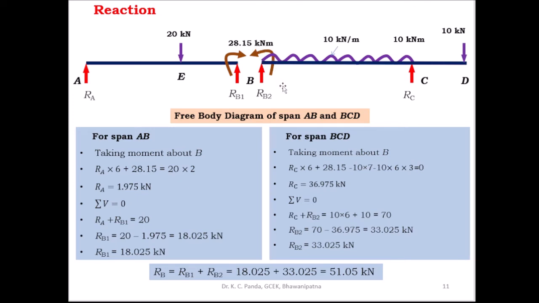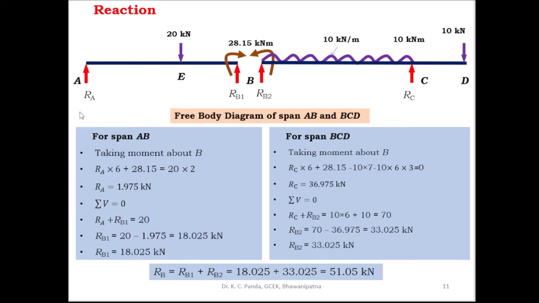Then you find the reactions. For span AB you have to find RA and RB1, and for span BCD you have to find RB2 and RC. After knowing RB1 and RB2, you can find the total reaction at support B, RB, which is equal to RB1 plus RB2. So let us come to span AB by taking the moment about support B.